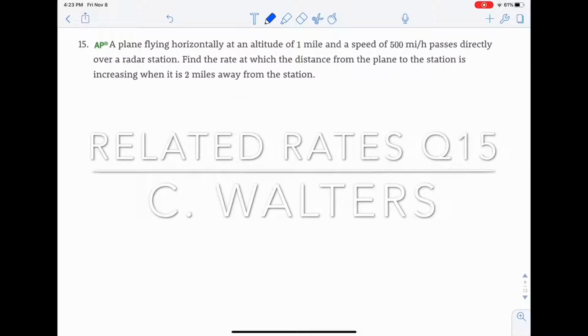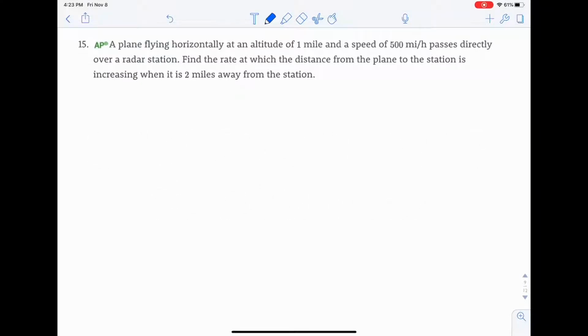Number 15. A plane flying horizontally at an altitude of 1 mile and a speed of 500 miles an hour passes directly over a radar station. Find the rate at which the distance from the plane to the station is increasing when it is 2 miles away from the station. So for our picture, here's our station, and we know that the altitude is 1 mile.